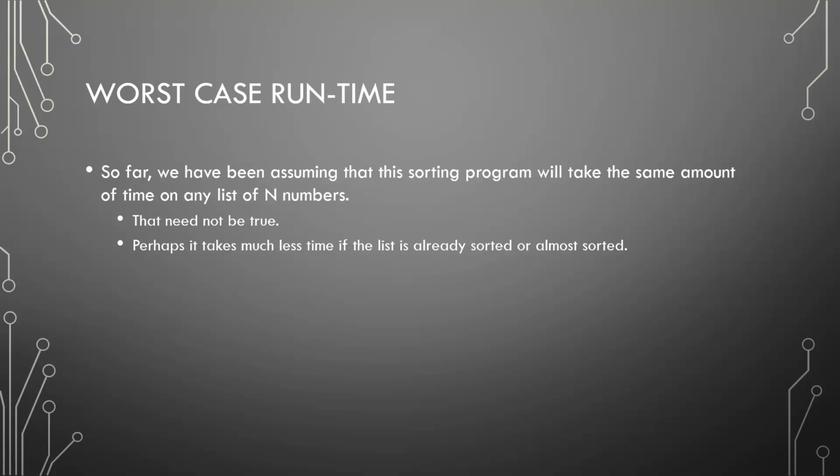So, for example, if you have a list of, let's say, 100 numbers that are almost sorted, like let's just say there's one number that needs to be moved, obviously that's not going to take as long as a list of, let's say, 50 numbers that's completely unsorted. Because there's only one number swap that really needs to occur, technically, with the almost sorted array.